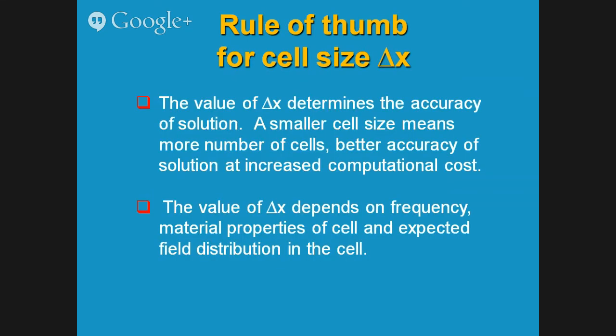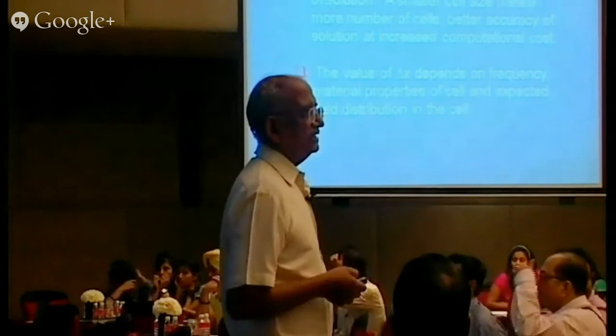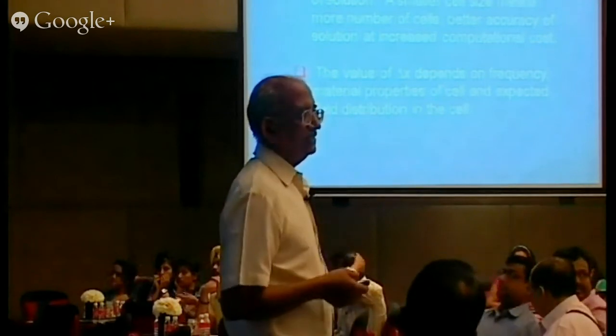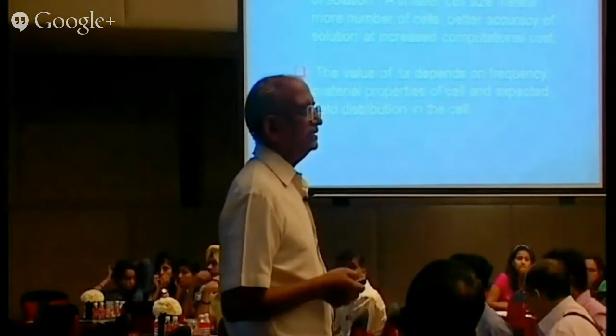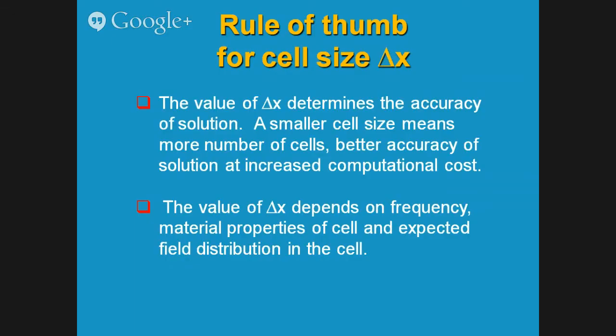Now we are coming to the rule of thumb for cell size delta x. First of all, if you reduce delta x, the accuracy of the solution will increase, but the number of nodes will also increase. That means you will require more computer memory as well as more processing time. So how to compromise between the two?